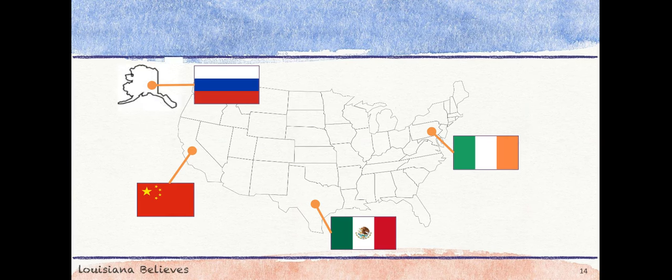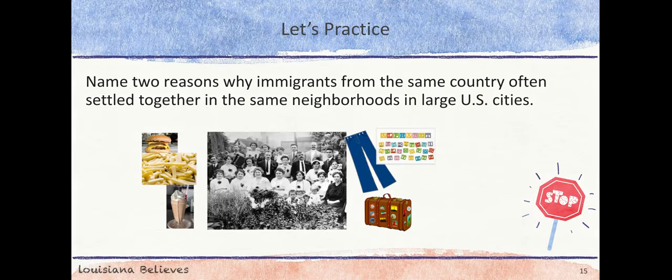Now you are ready to identify the reasons why immigrants from the same country often settle together in the same neighborhoods. Pause this video to record your answers on your handout at the second stop sign, then hit play when you are ready to continue.